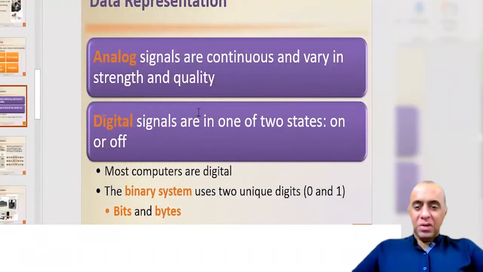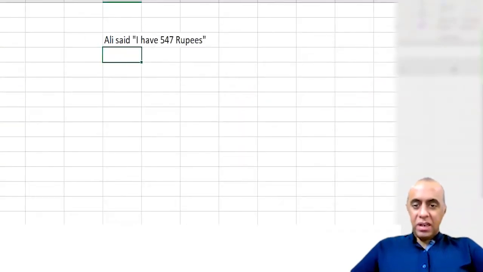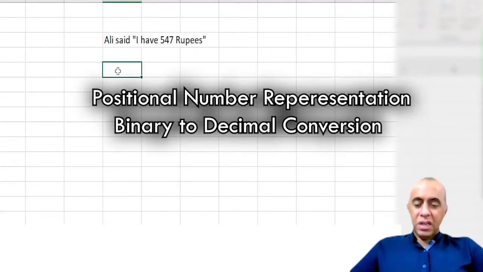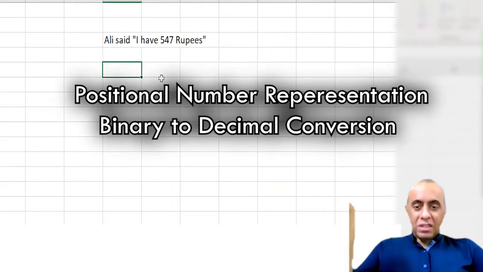How you go back from a binary number to its decimal representation. And for that, I would like to tell you a story. So this guy Ali said that I have 547 rupees. So how would you say that Ali would be looking at this money?